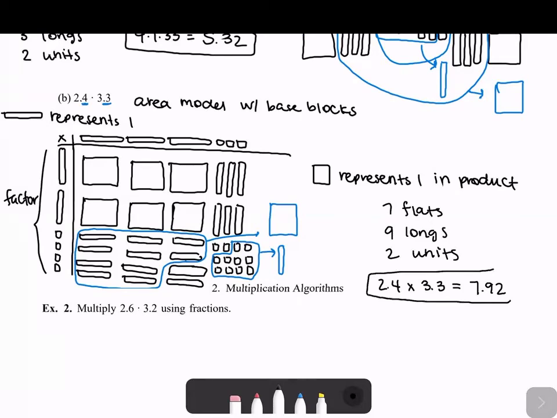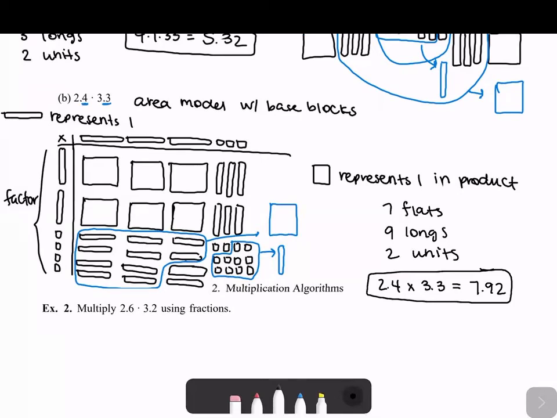So from this area model, you can kind of reason out why whenever you multiply a tenth and a tenth, you end up with a hundredth. It's all because we have a long representing 1 in the factors, but then a flat representing 1 in the products, just to preserve that we know that 1 times 1 is 1, and we also know that a long times a long is a flat. So this model can kind of tell us why, when we multiply decimals, we get more decimal places than we started with. You can kind of see that from this area model.